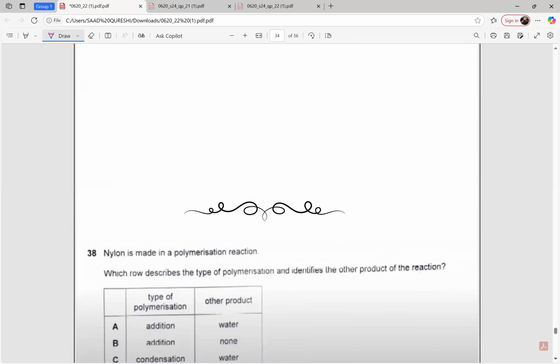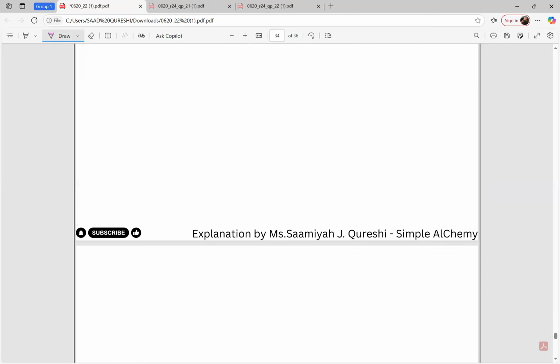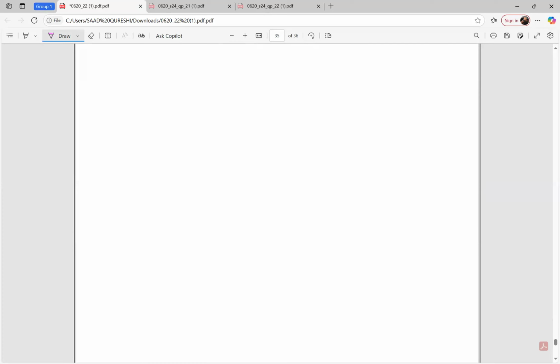Nylon is made by polymerization reaction. Which row describes the type of polymerization and identifies the other product? So obviously nylon is a condensation polymer formed by condensation and the byproduct is water. Because in every condensation reaction, water is removed as a byproduct.